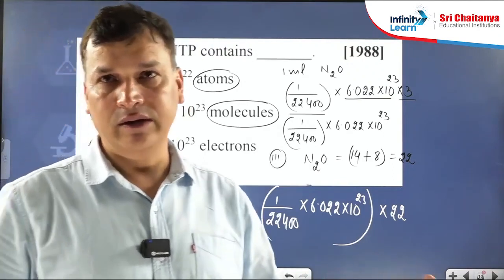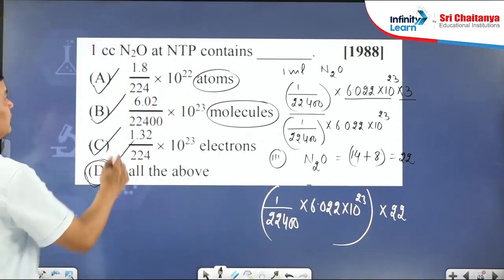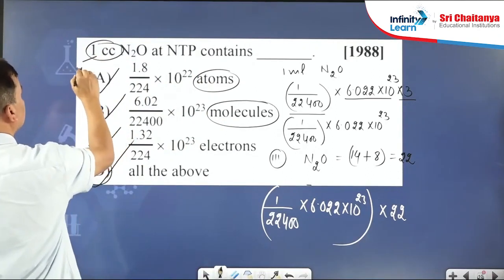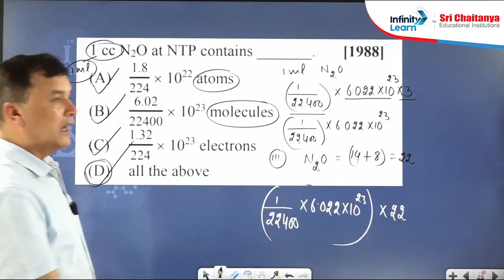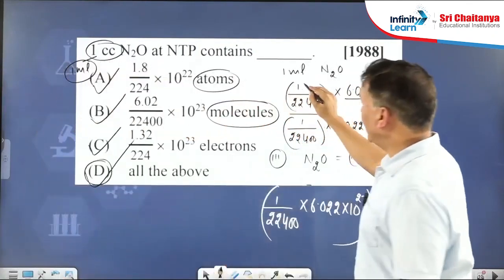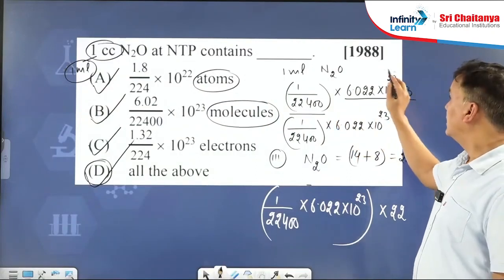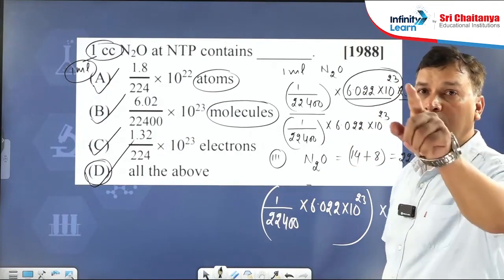Let me recall this one. These are important. Almost every concept is there. We are given with 1 ml. I told you 1 ml has to convert into number of moles. Number of moles, then multiply with Avogadro number. This is number of molecules.